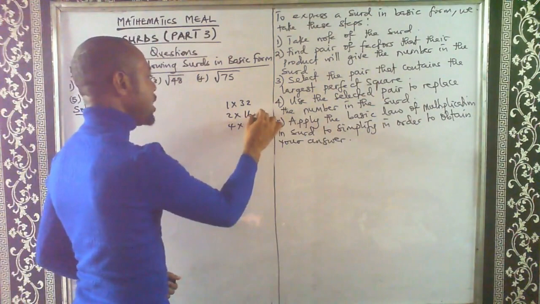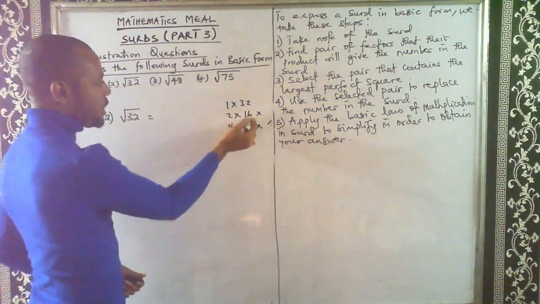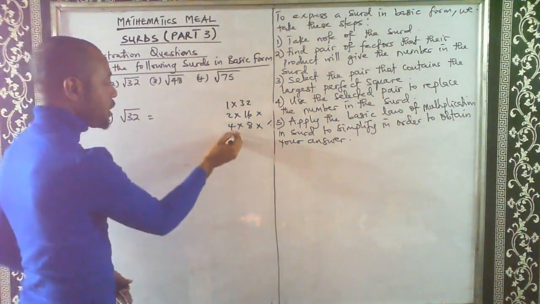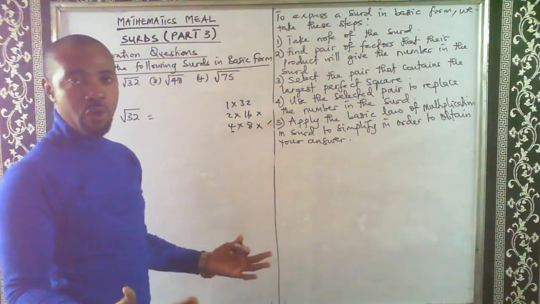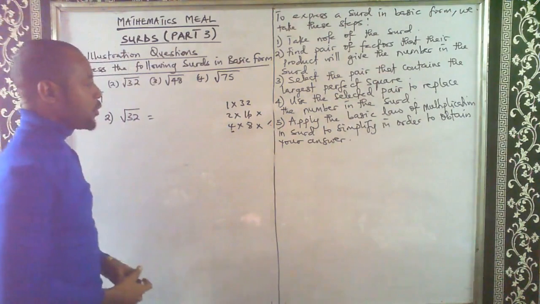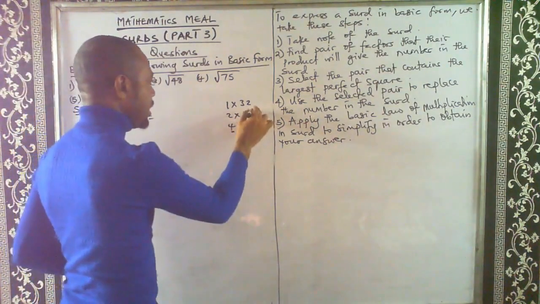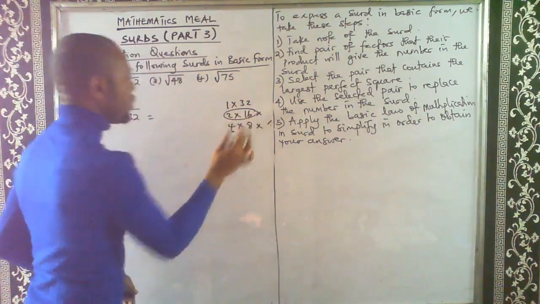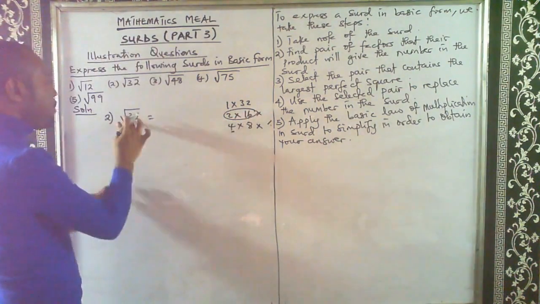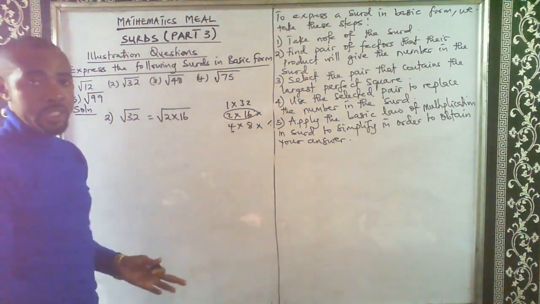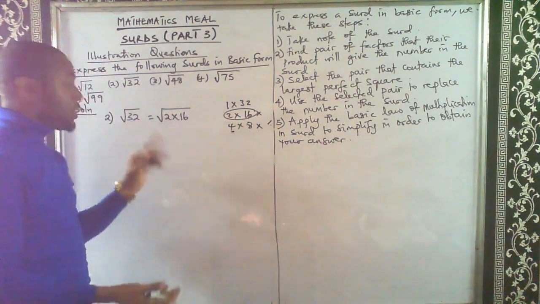I have a perfect square here, I have a perfect square here. 16 is a perfect square because square root of 16 is what? 4. 4 is a perfect square because square root of 4 is what? 2, a whole number. So which one is larger between 16 and 4? 16 is larger, so we select this. So that's what we are selecting. We use it to replace the number under the square root sign. We know we have not changed anything because 2 times 16 will still give us what?